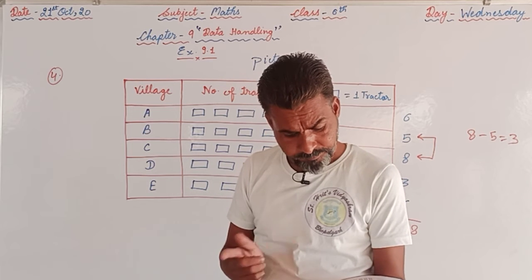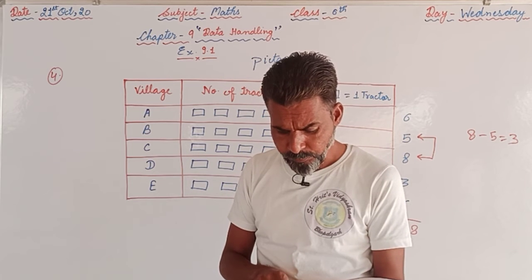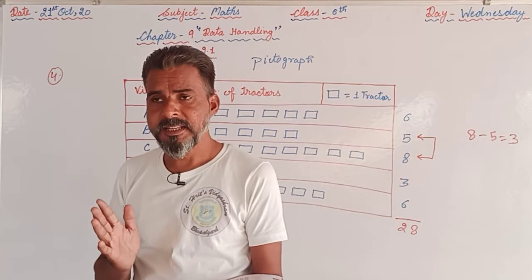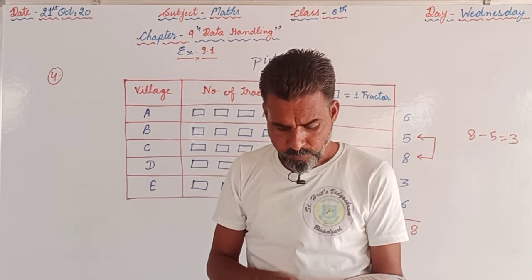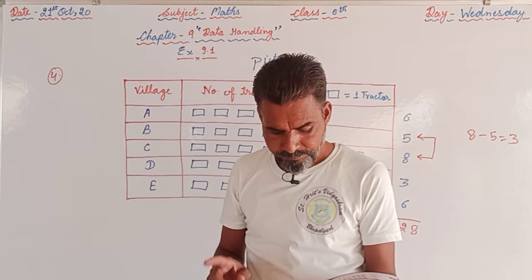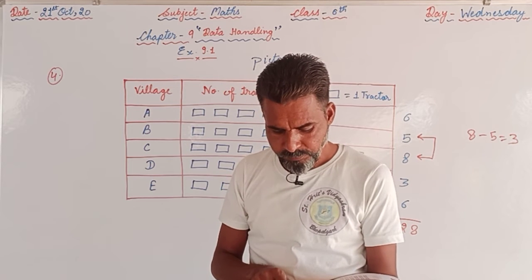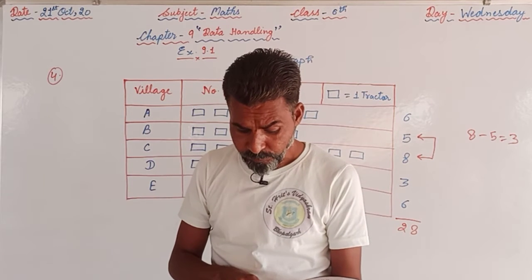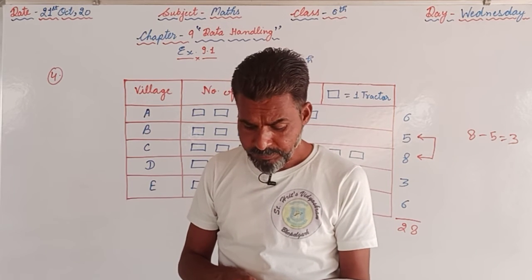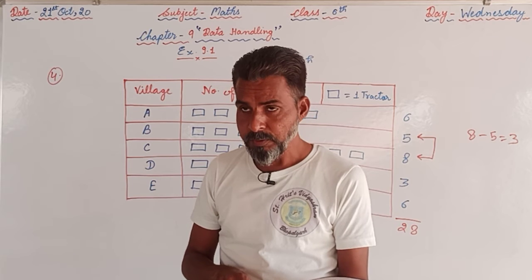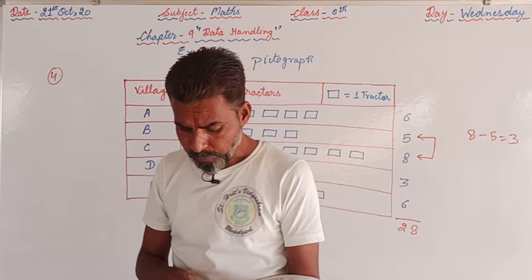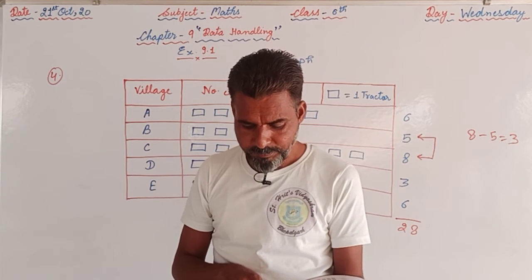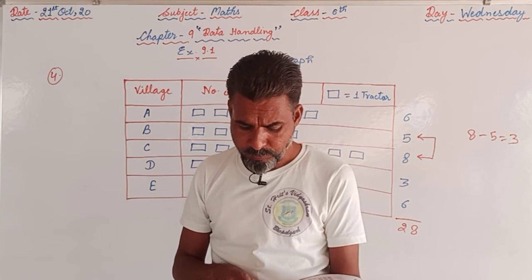In second class, 1 2 3 4, 4 pictures are complete, means 4 fours are 16, and one half is there. Half means 2. So 16 plus 2 is 18. Now in third class 1 2 3 4 5, 5 fours are 20 girl students. In fourth, 3 faces means 3 fours are 12, plus 2, because half face means 2, so 14. Now in fifth 2 complete faces are there, means 8, and one half, 8 plus 2 is 10.